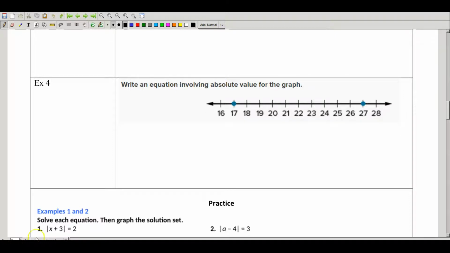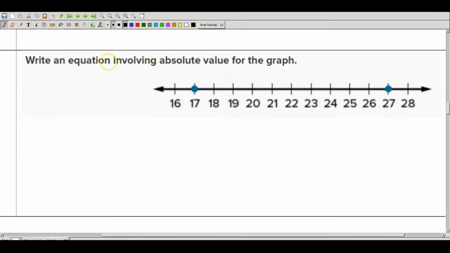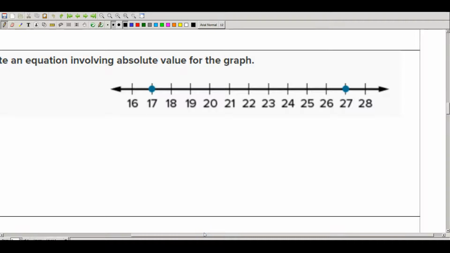All right, so in example 4, we are asked to write an equation involving absolute value for the graph. If you look at our number line, you can see that we have two solutions, one at 17 and one at 27. In order to write an absolute value equation that describes those two points, we're going to think about what we talked about before, and that is to think of the center of these two points.